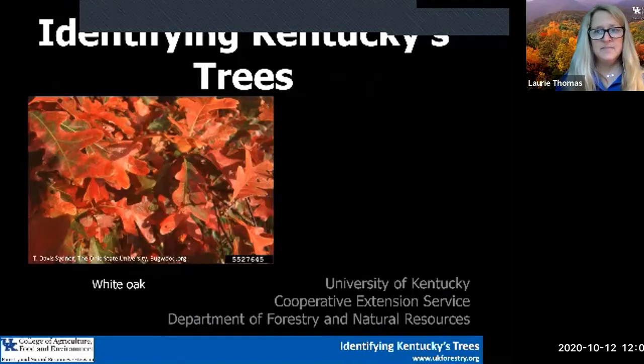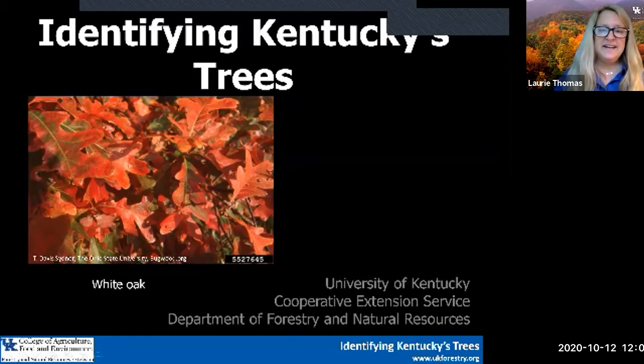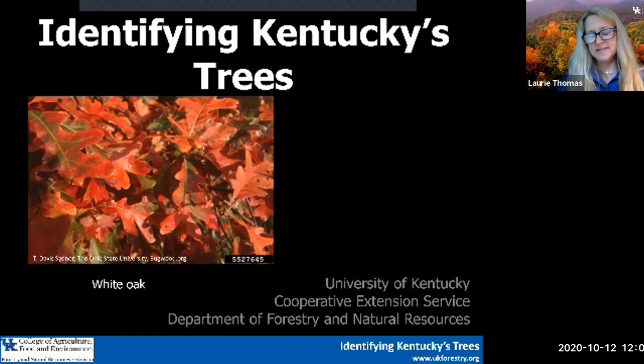All right. So, identifying Kentucky's trees. Like I said, a great way to kick off Tree Week. And right now the trees are looking really nice. We can see this great white oak right here, with some beautiful fall coloration, and we're seeing some really pretty fall colors this year. So hopefully y'all get a chance to get out and enjoy the colors and do a little tree ID too.